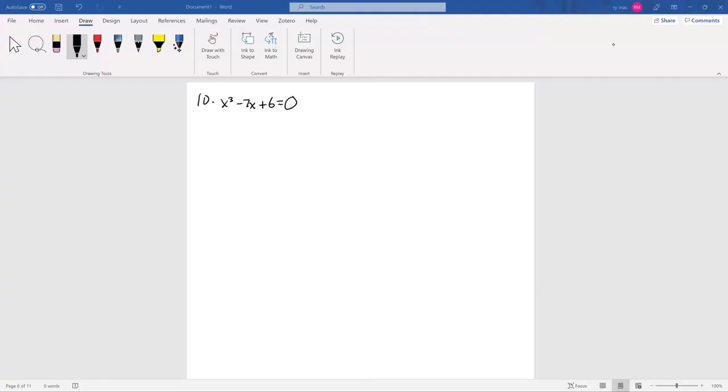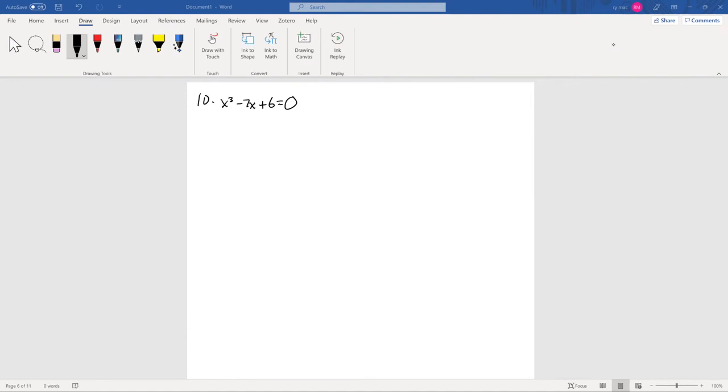All right, here is number 10. This is kind of summing up everything that we've been doing from this unit, putting it all together. So it's saying solve the polynomial equation, x to the 3rd minus 7x plus 6 equals 0. And then part A is asking you to make a list of possible rational zeros.